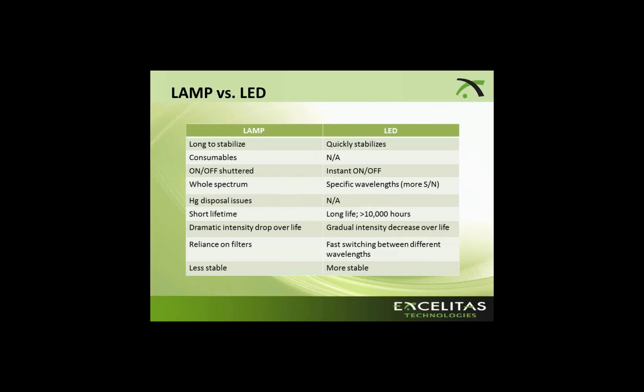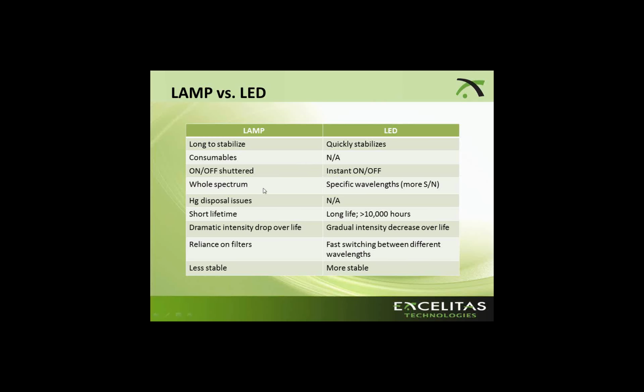So as I said, in the left column here we have lamps. They take long to stabilize. LED is stable within minutes. Lamp comes with consumables of the lamp and potentially the liquid light guide. With LEDs as well, you could have a liquid light guide, but you do not have a bulb, so you do not have to replace that. The lamp is always on, but is physically shuttered before the light gets into the microscope. With an LED, you turn it off, you turn it on, just with a simple click of a button.